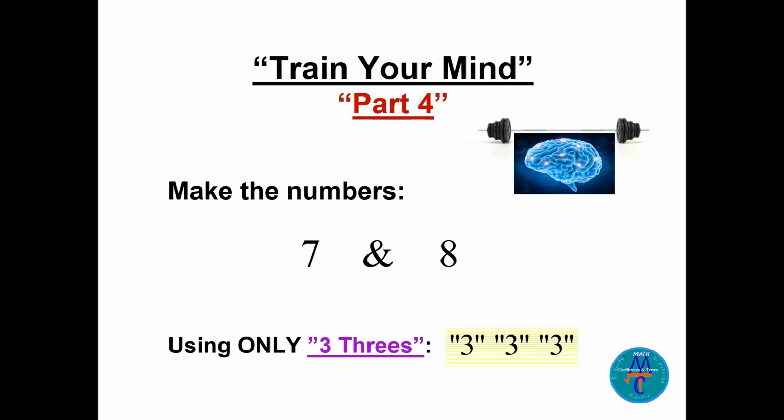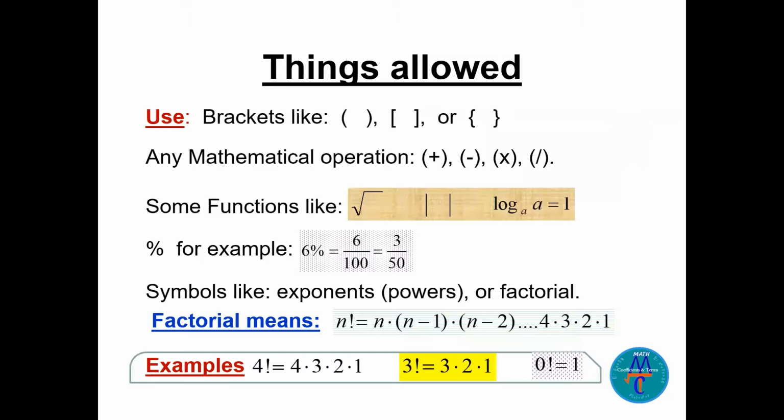This is Train Your Mind Part 4. Let's make the numbers 7 and 8 using only 3 threes. You can practice yourself, please, if you like. These are the things allowed.